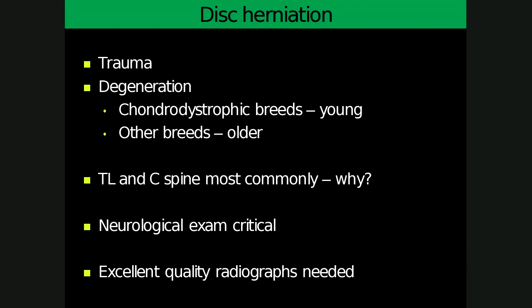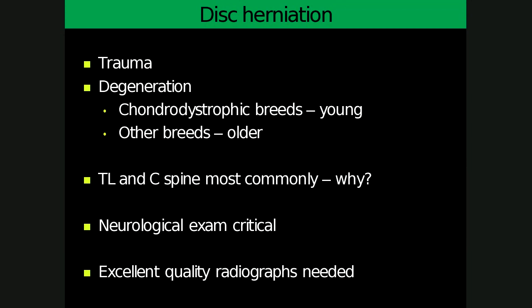Other breeds of dogs, for example the German Shepherd, are also prone to disc disease, but this occurs in a slightly different form. They get fibrous degeneration, where the annulus fibrosus will protrude dorsally into the canal, and this is called a Hansen type 2 disc protrusion. The thoracolumbar and cervical spine are most commonly affected.